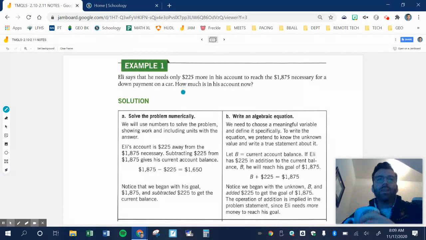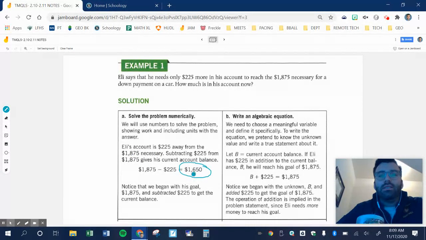All right, so solve this numerically. Eli's account is $225 away from the necessary money. Subtracting $225 gives me $1,650. Notice that we begin with his goal and subtract $225 to get the current balance. How much money is in the account now? All right, so we want to find his current amount of money. He's $225 away. So if I want to reach this number, I'm just going to subtract that. That's what they're saying.